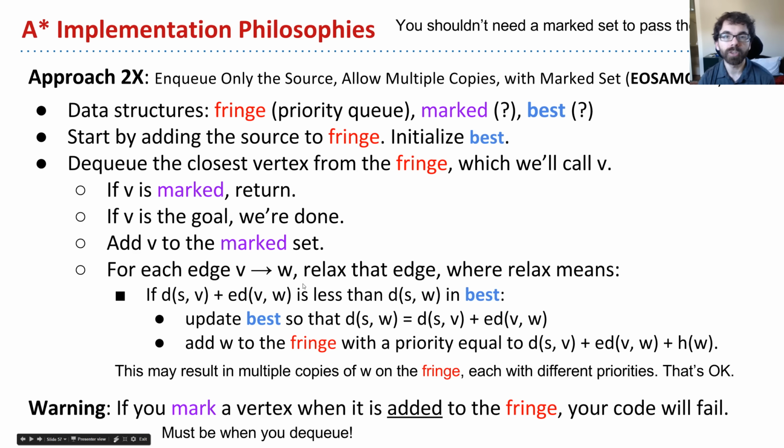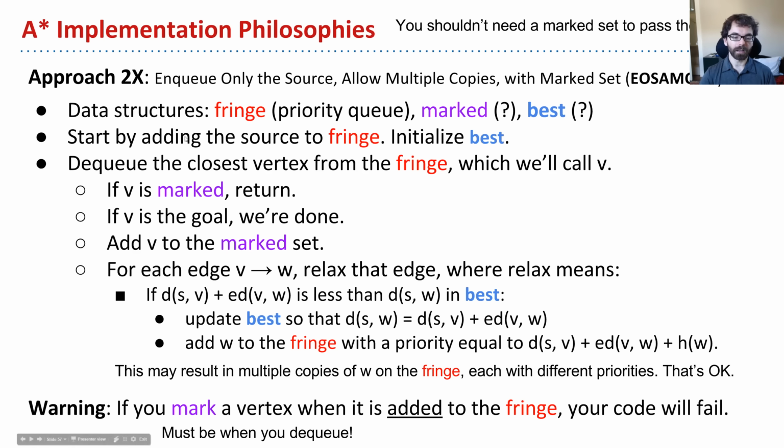Okay. Now this will still result in multiple copies of w on the fringe, each with different priorities, and that's still okay. It'll just now be fewer of them because there are some things that we avoid exploring. There are some nodes that whenever we dequeue them, now we'll have a return if we marked, so it'll speed things up a little, but honestly, it's not going to be that big of a difference.